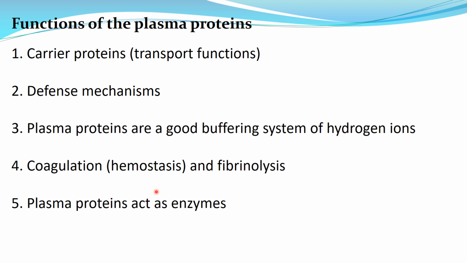Also, the plasma proteins can act as enzymes. We have different types of enzymes in our circulatory system or in our blood. So these molecules or proteins can catalyze specific types of chemical reactions.